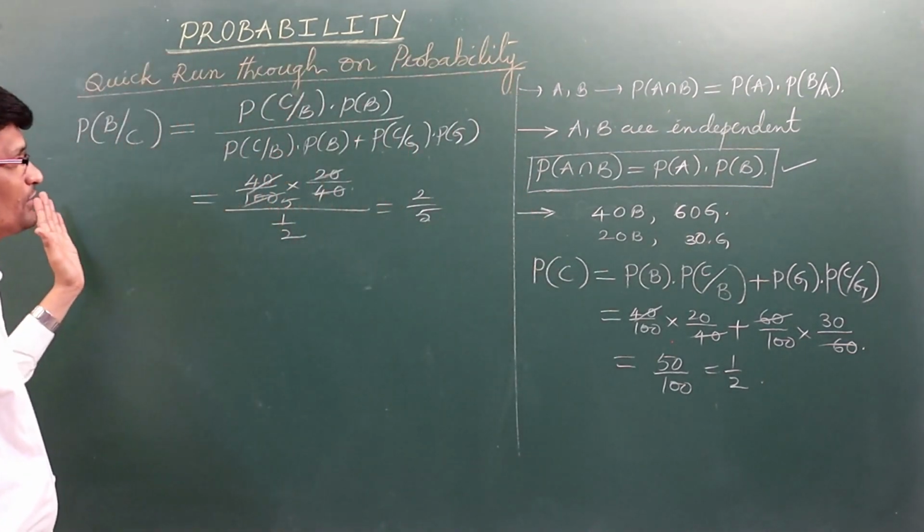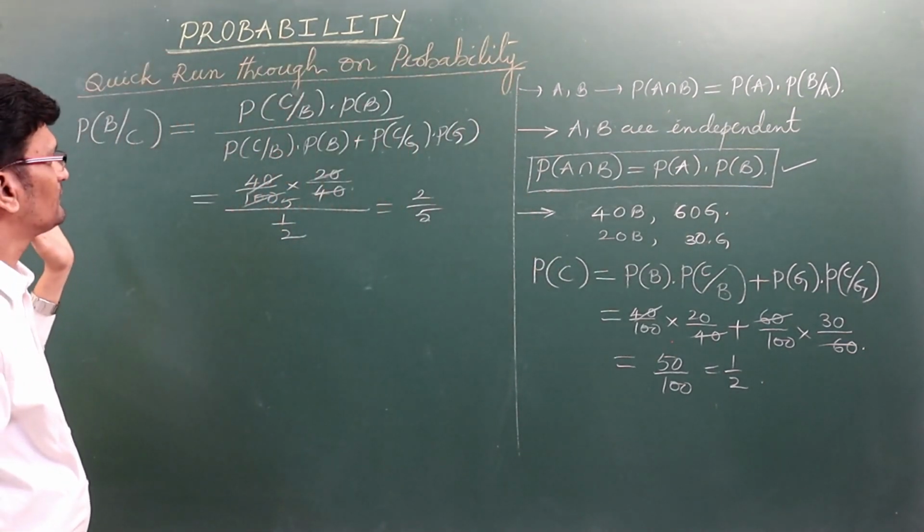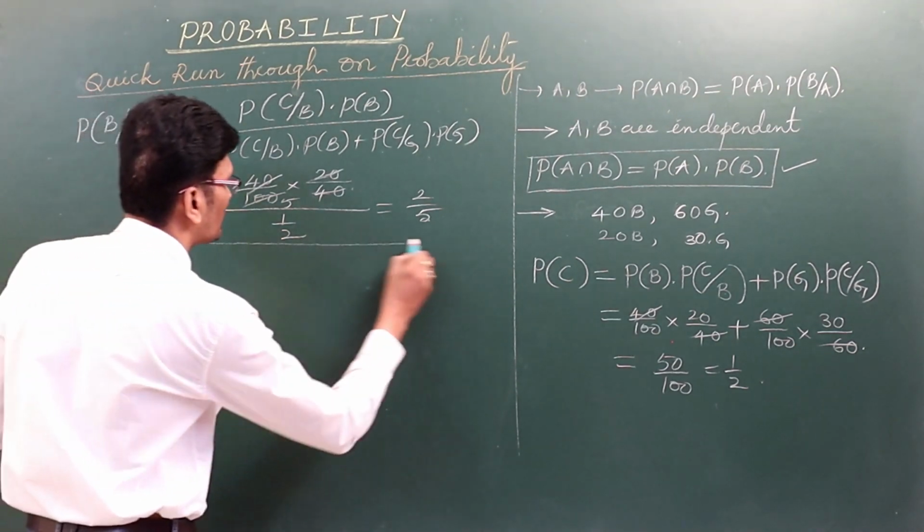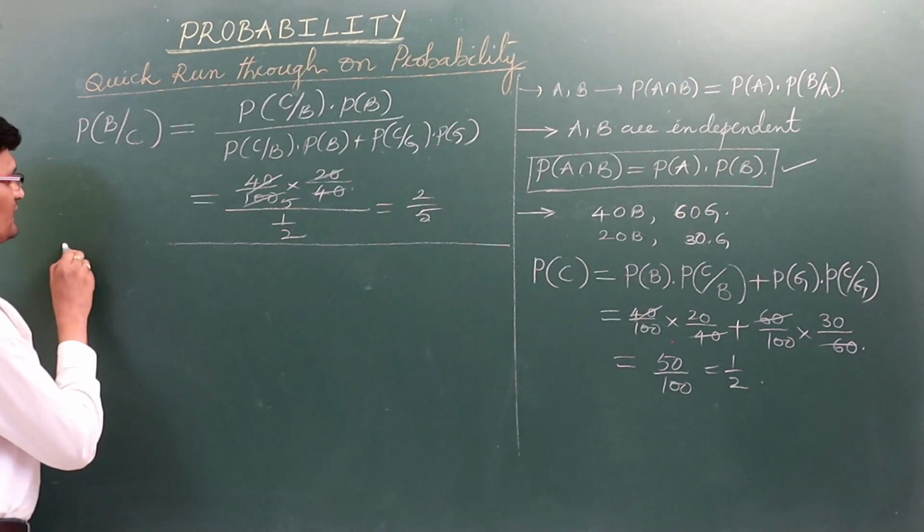So these are the few important points in probability. Bayes theorem is also over. Now one infinite GP model is given. What is that infinite GP? Let us see.